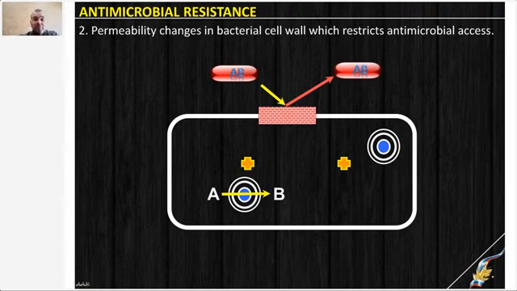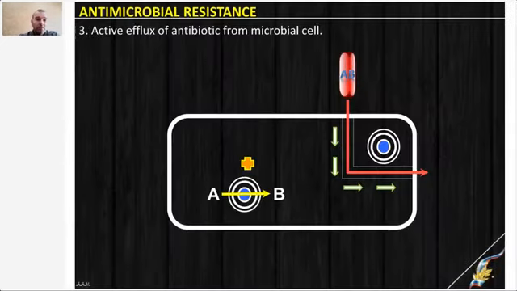And if the cell wall became very rigid or narrow or modified and the antibiotic cannot pass into the bacterial cell, of course it will have no effect. It will accumulate in sufficient amount around the bacteria, but it cannot pass into the bacteria. And of course, the efficacy of the drug will be lost.